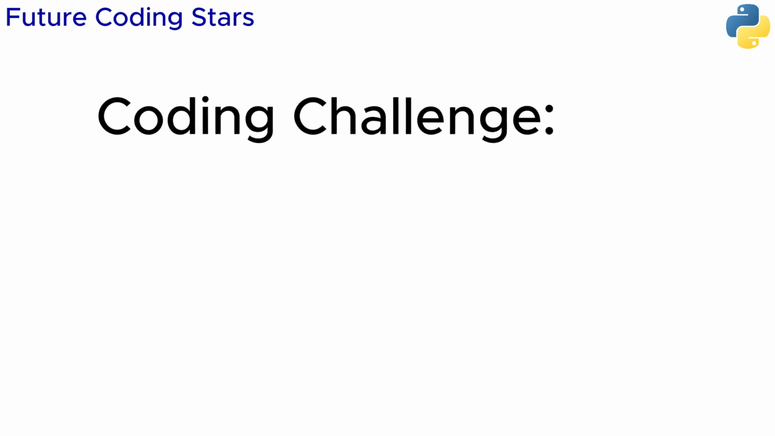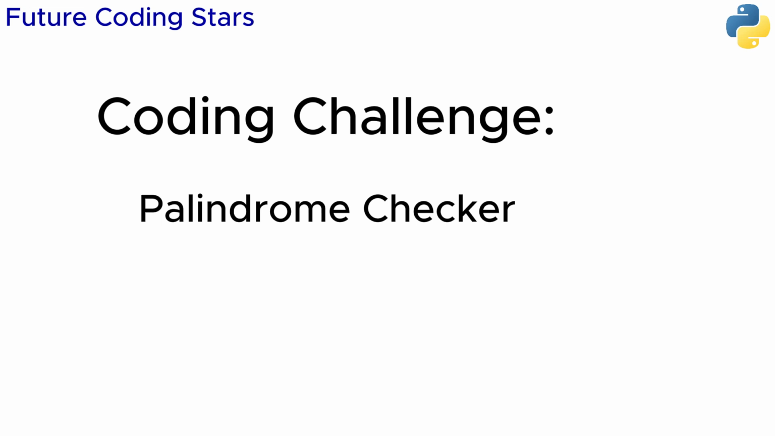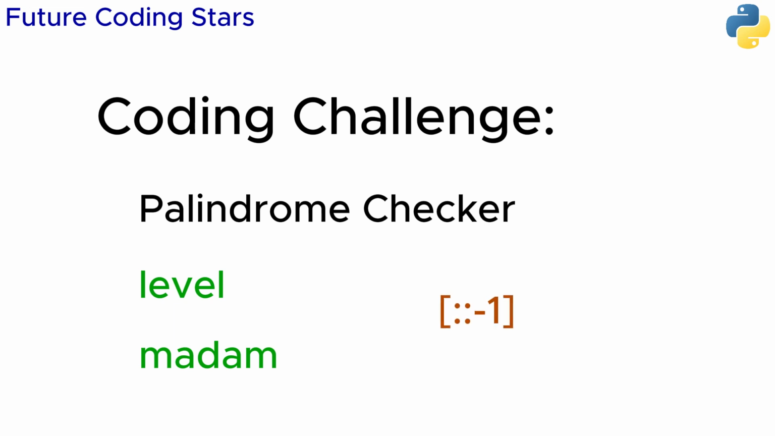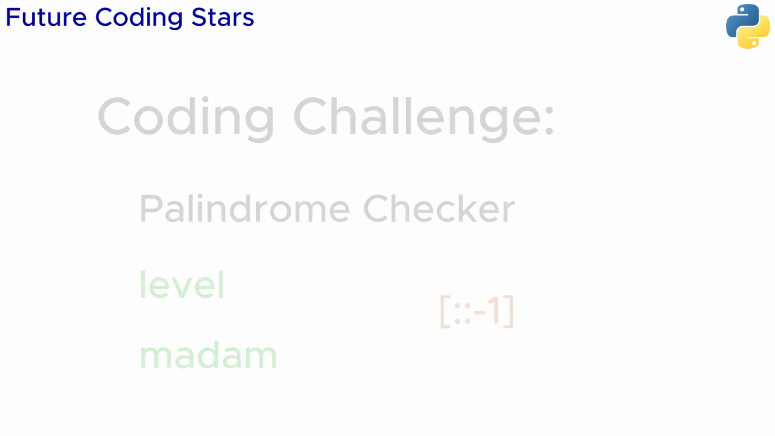Time for a challenge to test your understanding, especially of slicing and maybe case sensitivity. A palindrome is a word, phrase, number, or other sequence of characters that reads the same backward as forward, like level or madam. Your challenge is to write Python code that takes a word or phrase and checks if it's a palindrome. Hint: remember that cool slicing trick for reversing a string? Compare the original, maybe after cleaning up spaces or changing case, with its reverse.